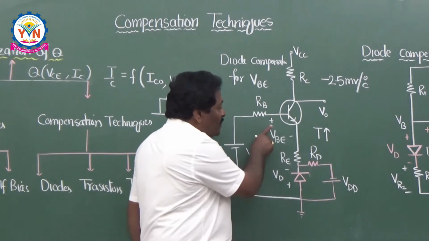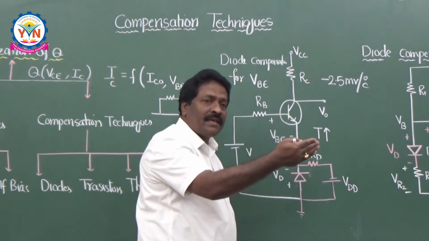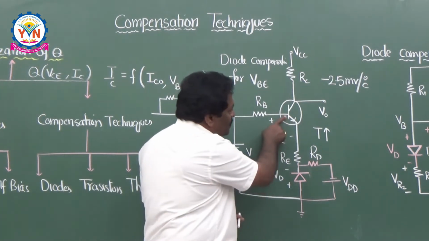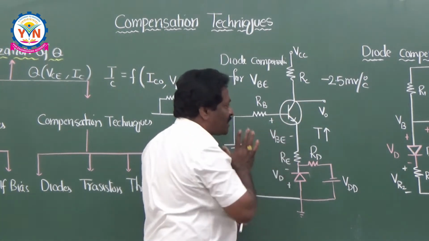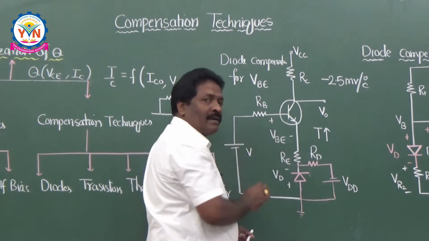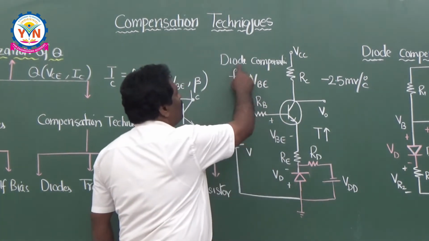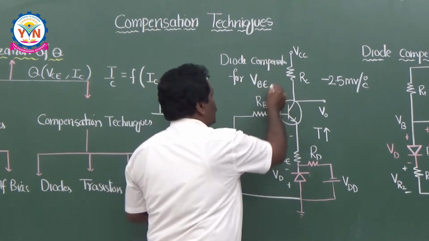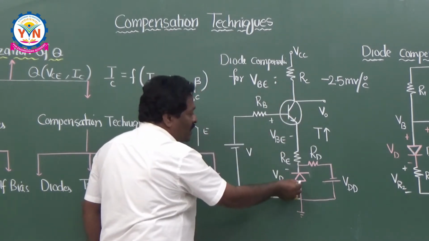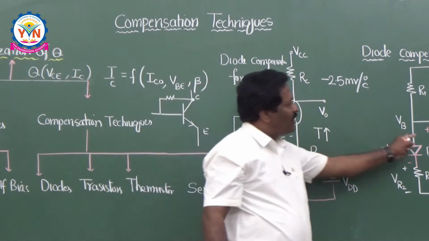That means whatever change you are expecting in the VBE will be compensated by the change in the diode. The same change you can expect because you are taking the same material for the transistor and the diode. So in this way, the change in VBE can be compensated using a diode here. So diode compensation for VBE, this is the circuit, and here in the emitter circuit you have used the diode. The same thing you can do in the other way also.